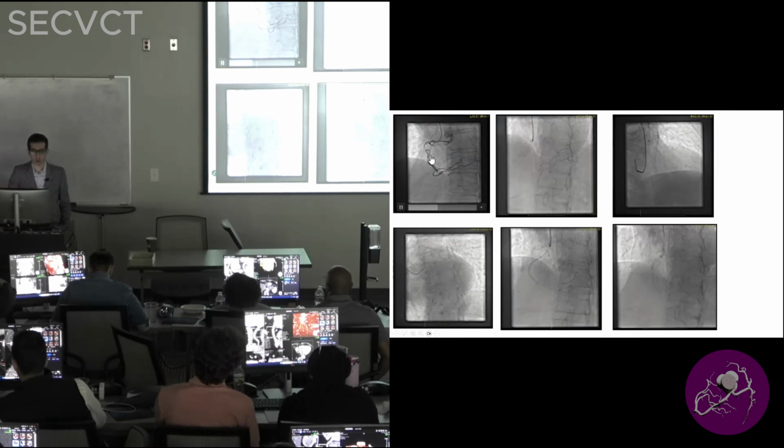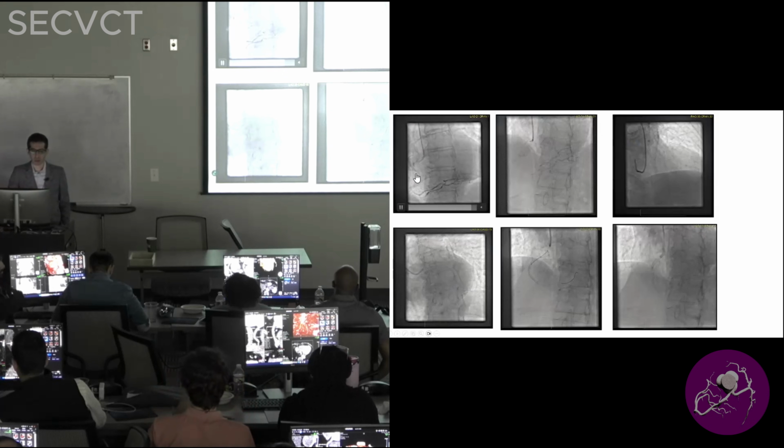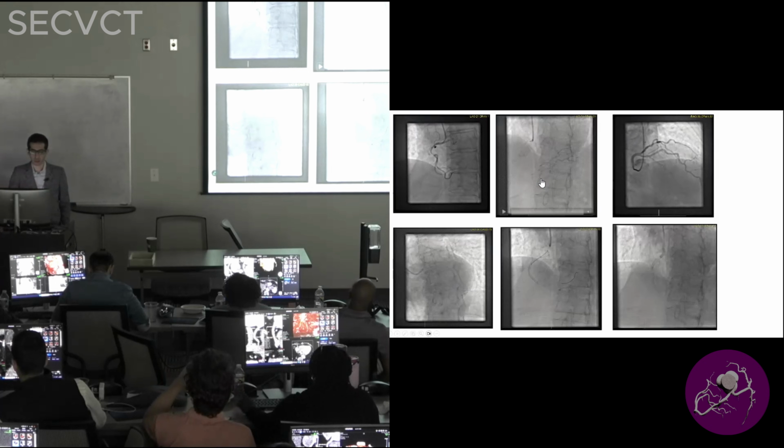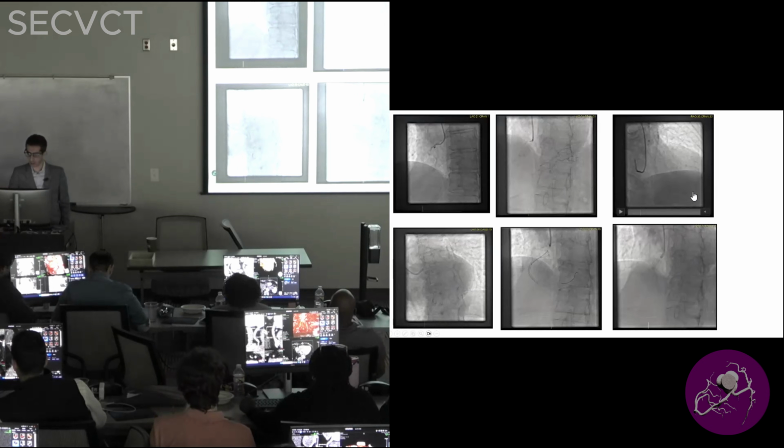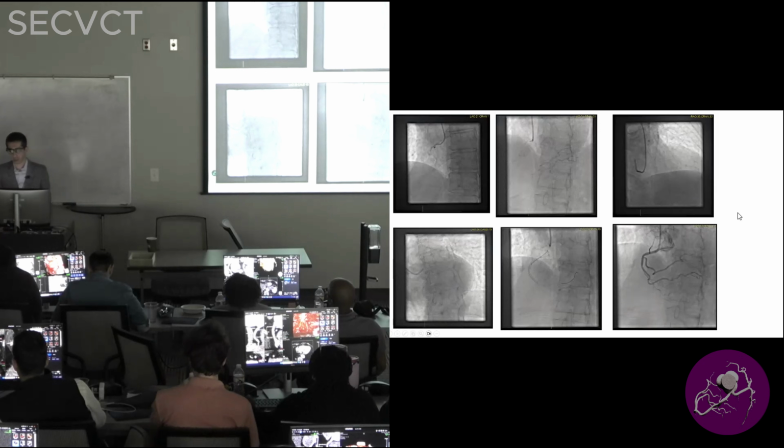So the patient went for a heart cath, and exactly as we described, you see that focal lesion, almost 99% stenosis. The patient went for a stent and did very well. Anyway, I'm going to stop here for questions.